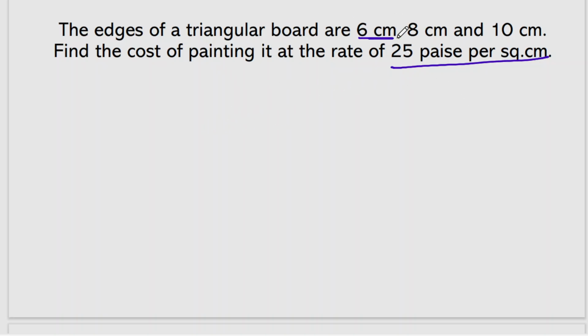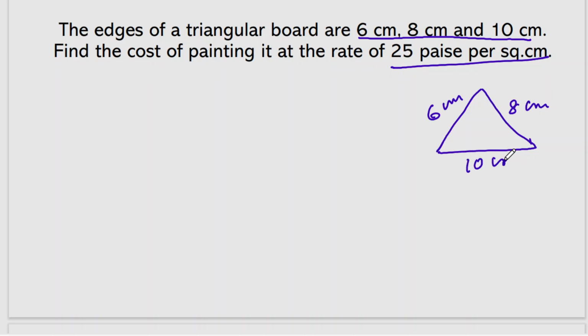See, we have got a scalene triangle. So we have got a triangle or a triangular board whose sides are given as 6 centimeter, 8 centimeter, and 10 centimeter. And we want to paint here. Okay, that means we are going to paint this. The cost of painting is rupees 25 paise per square centimeter.